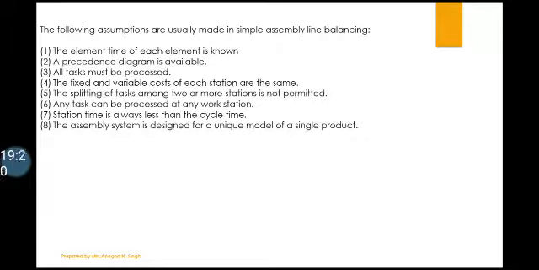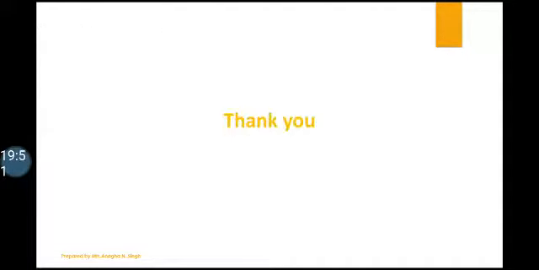Then the following assumptions are usually made in a simple assembly line balancing. The element time of each element is known. A precedence diagram is available. All tasks must be processed. The fixed and the variable cost of each station are the same. The splitting of the task among two or more stations is not permitted. Any task can be processed at any workstation. Station time is always less than the cycle time. The assembly system is designed for a unique model of a single product.